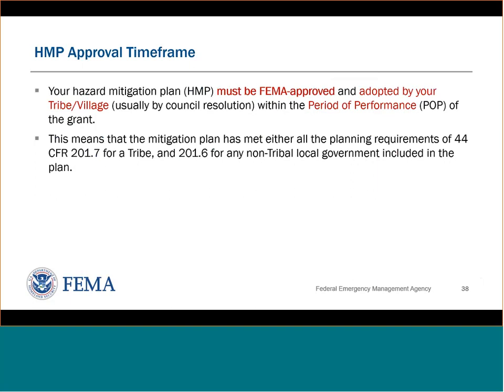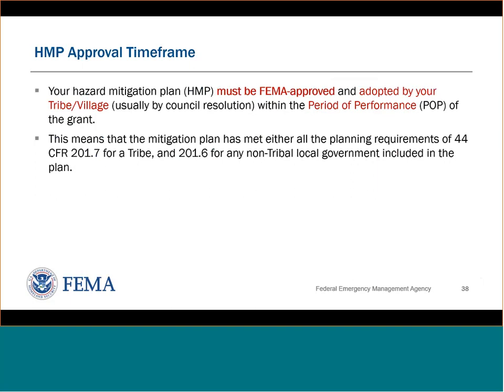All right, and so the hazard mitigation plan approval timeframe. Your hazard mitigation plan must be approved by FEMA and adopted by your tribe or village, usually by some type of council resolution, within the period of performance of the grant. And again, it's really important to remember here to leave at least that 6-month timeline within your project timeline to allow for that process of both FEMA review and approval and adoption by your tribal leaders.